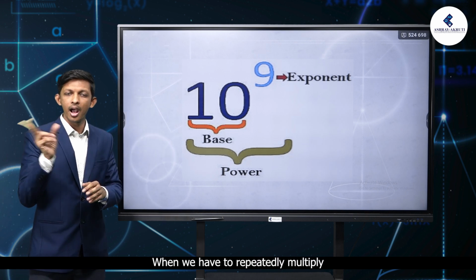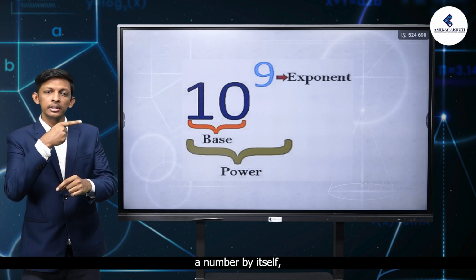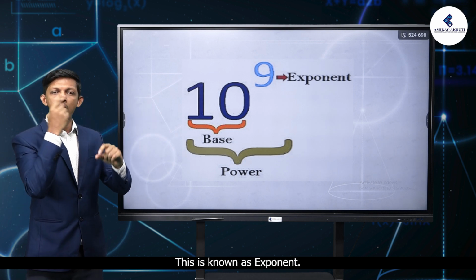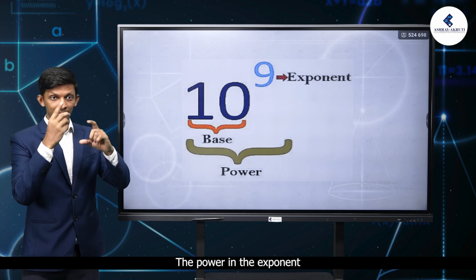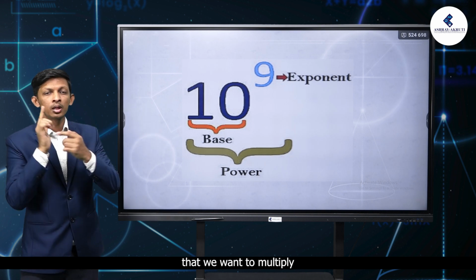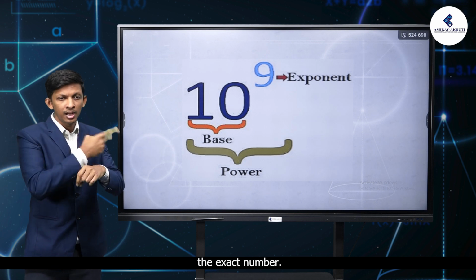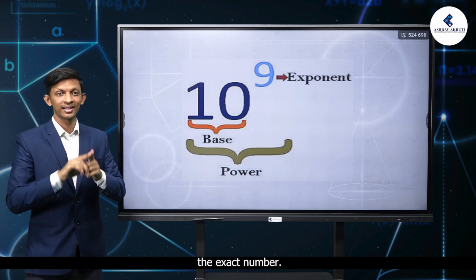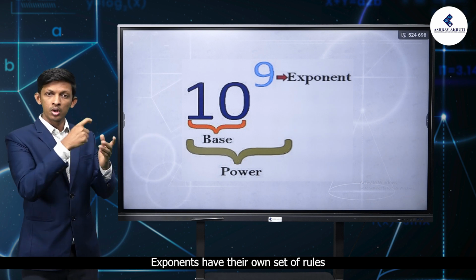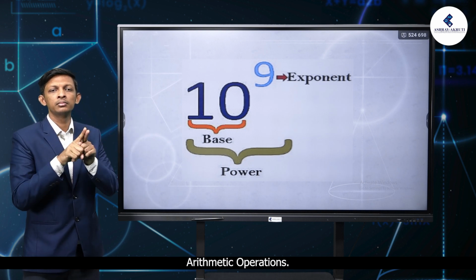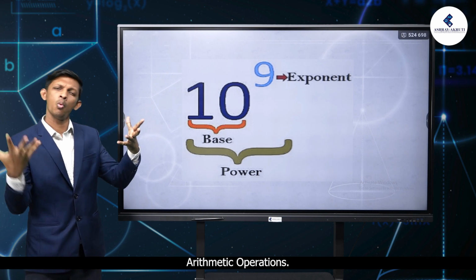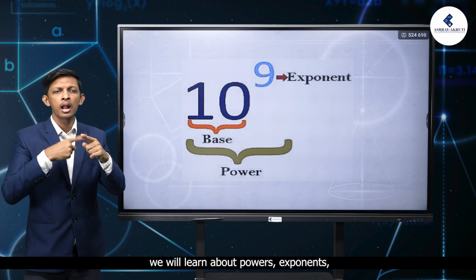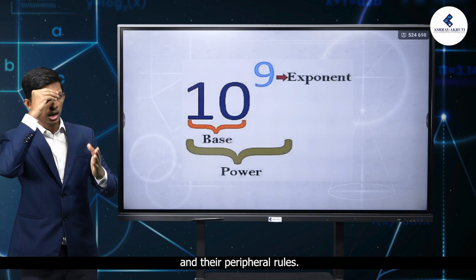When we have to repeatedly multiply a number by itself, we raise it to the power. This is known as exponent. The power in the exponent represents the number of times that we want to multiply the exact number. Exponents have their own set of rules when it comes to carrying out arithmetic operations. In this chapter, we will learn about powers, exponents, and their peripheral rules.